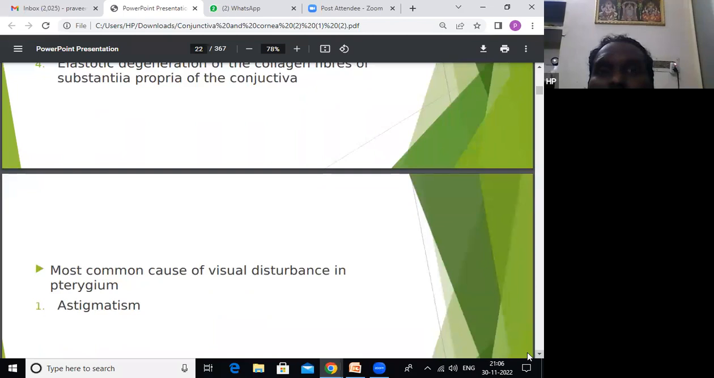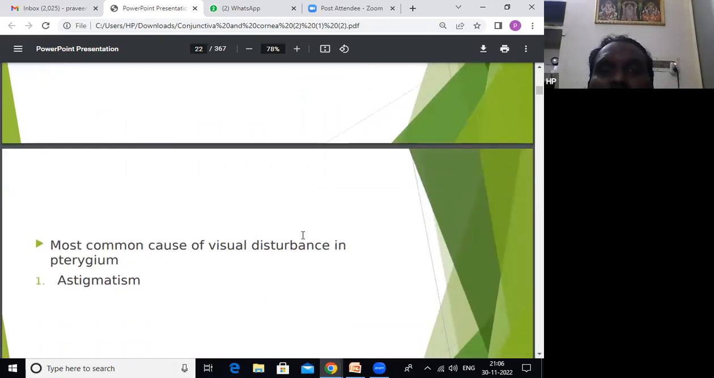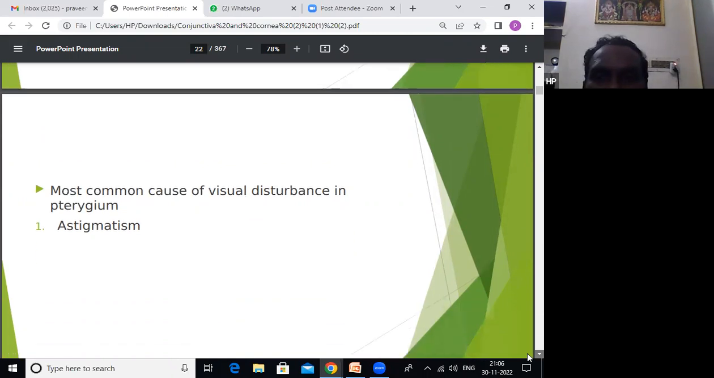Then the question is, the most common cause of visual disturbance in pterygium is astigmatism. It is not pterygium encroaching onto the pupil. I'm repeating, it is not pterygium encroaching on the pupil. Most of you will be thinking it is pterygium encroaching on the pupil, but it is not. It is astigmatism.